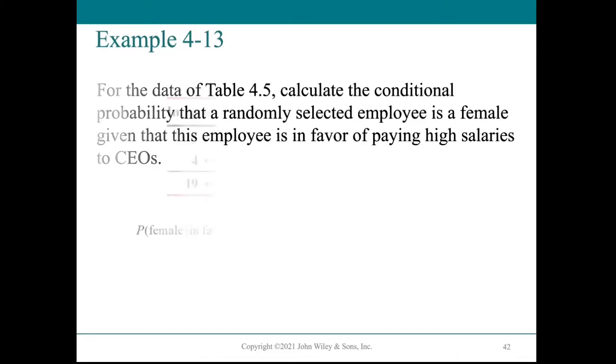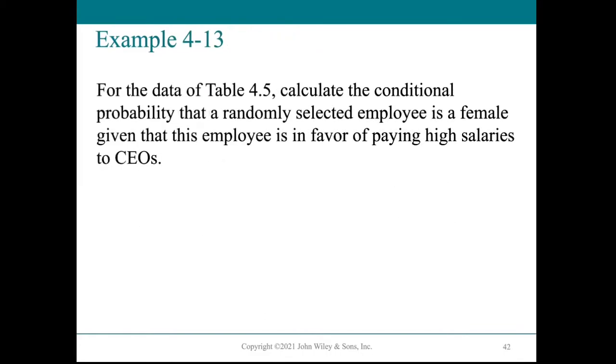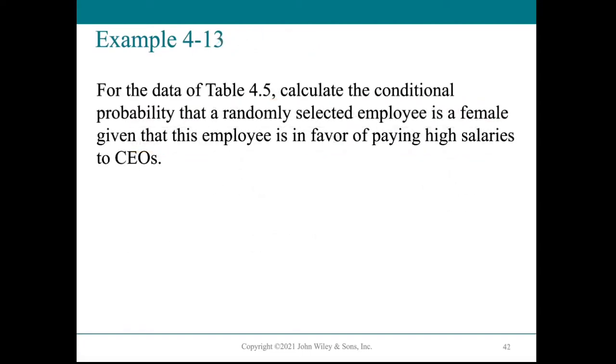So this one is a female. So this is a different way to actually express it. So this is a bit different here. Previously, what's the probability of the respondent being in favor given that the respondents are male? Now here, in this other example, what is the probability of getting a female respondent among those that are in favor of paying high salaries?